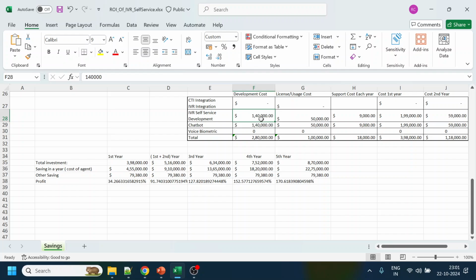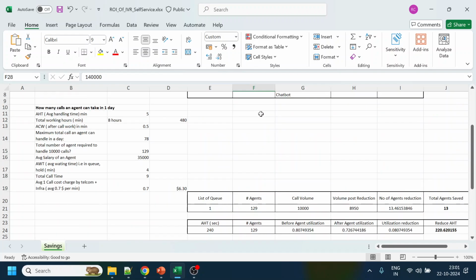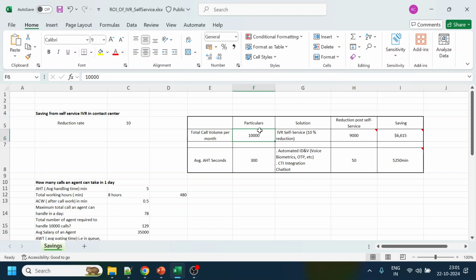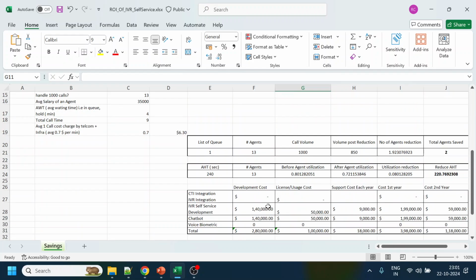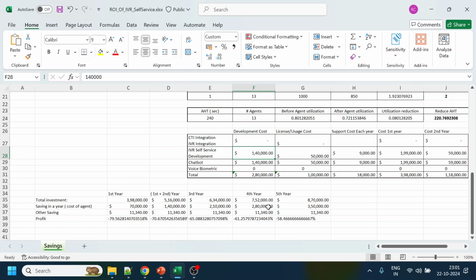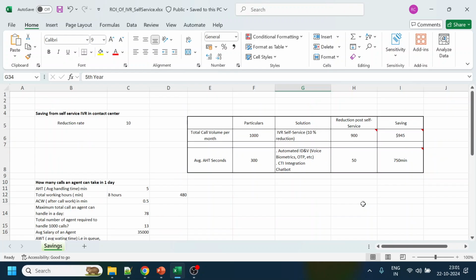$140,000 is nothing if you consider the contact center, if they have around 10,000 call volume, right? So let's go back to 1,000 call volume, which is more appropriate for the costing that I have given over here. Okay, and bring it back to 40,000, 30,000. So these are very, very minimum contact center solutions which will help. Okay, so yeah, this is how we can calculate the return on investment.